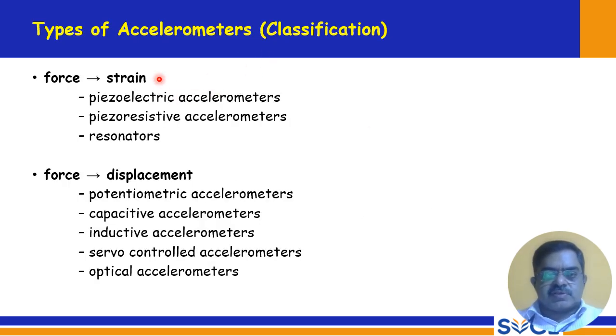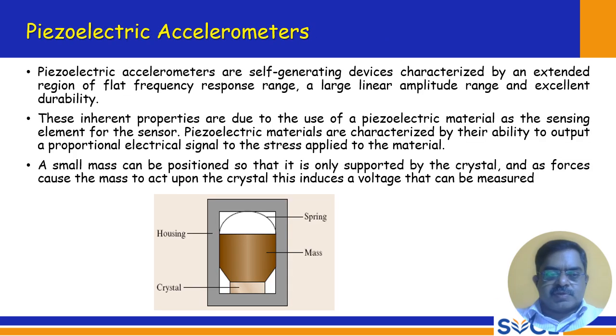Types of accelerometers: force and strain types, which include piezoelectric accelerometers, piezoresistive accelerometers, and resonators. For displacement, we have potentiometric accelerometers. We have seen potentiometers, so similar potentiometers which are experienced by forces will act like accelerometers. Then capacitive accelerometers, inductive accelerometers, servo controlled accelerometers, and optical accelerometers. So these are the displacement measuring accelerometers.